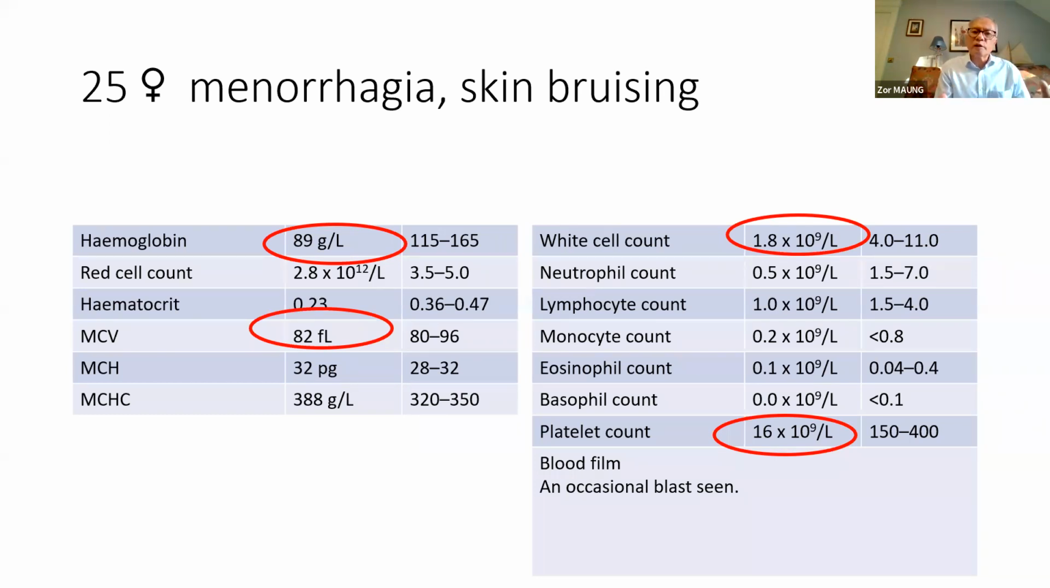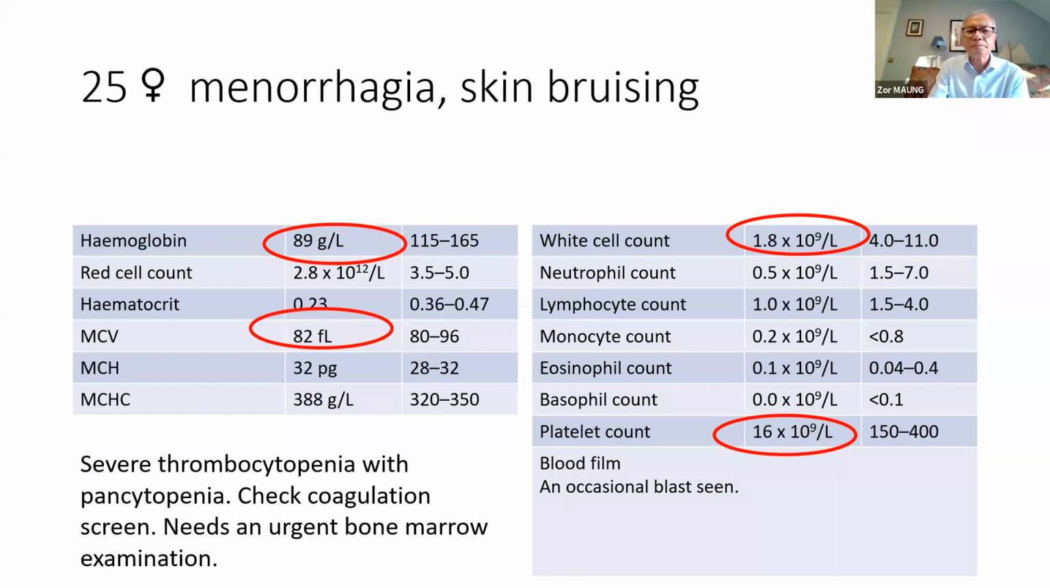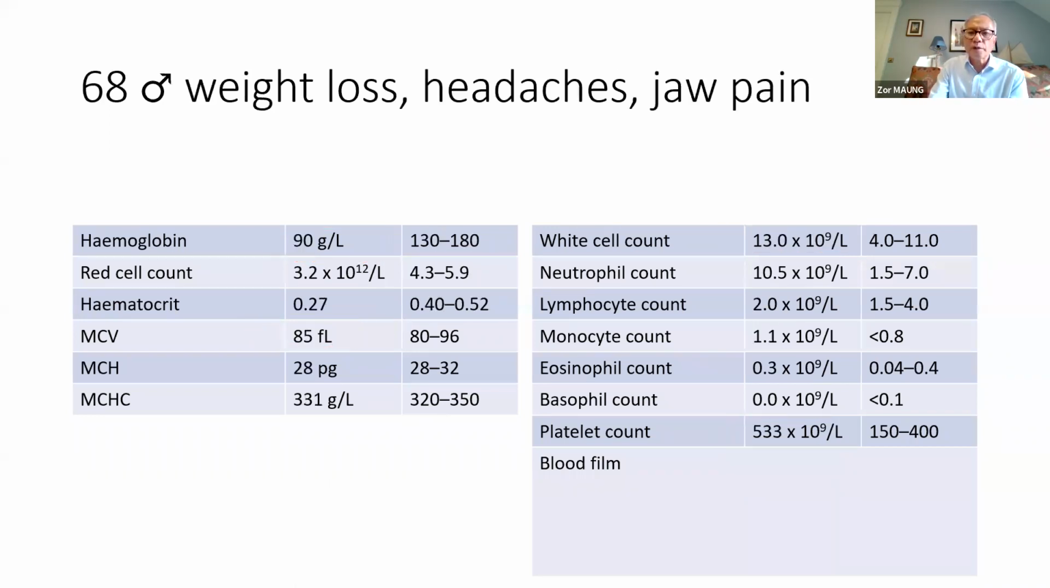So you can work out the difference in thrombocytopenia from the full blood count. You can work out whether this is likely to be ITP or likely to be bone marrow disease like acute leukemia. So severe thrombocytopenia with pancytopenia, the coagulation screen should still be checked, and this patient needs urgent bone marrow examination.